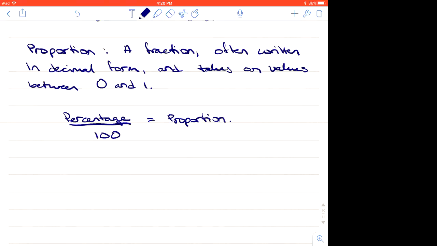We'll talk just a smidge about ratios right now, and then I don't really think we need to waste our time on them.